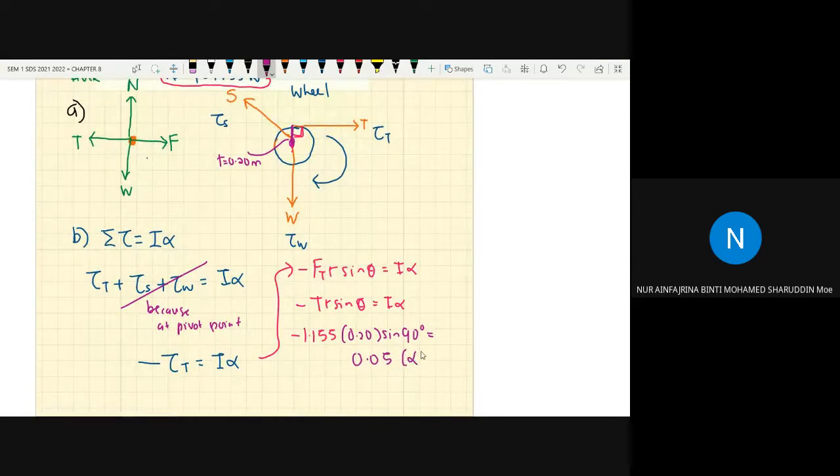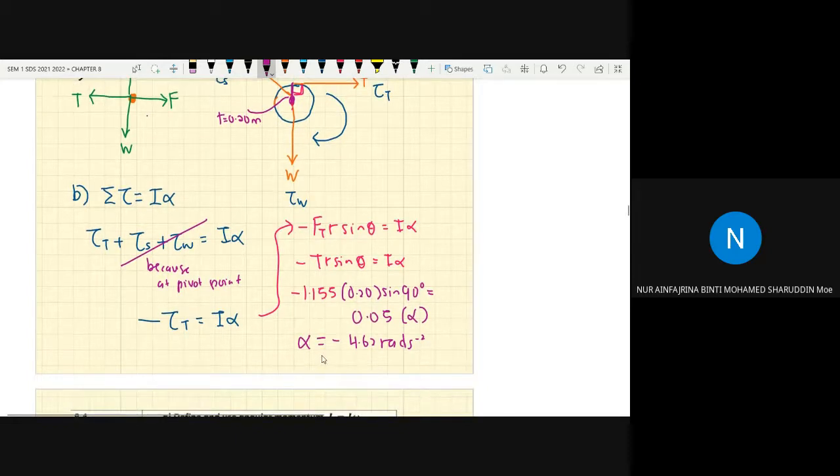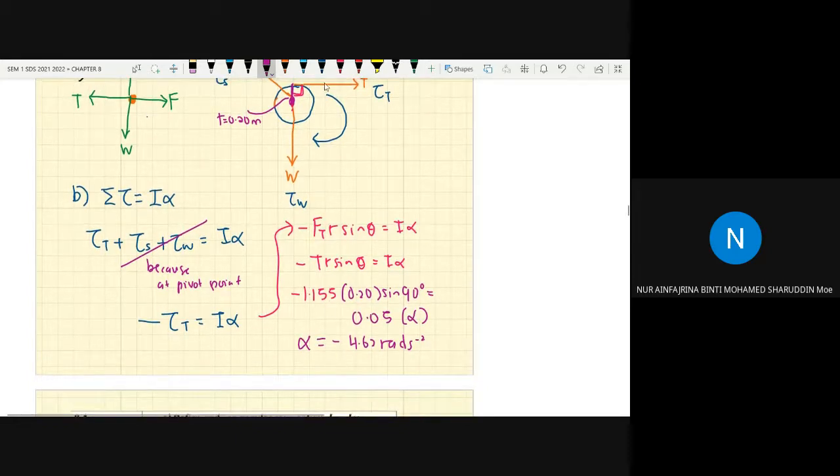And we want to find the angular acceleration. So you press the calculator and you will get your angular acceleration, 4.62 radian per second squared. My question is, is it decelerating or accelerating? Anyone? Decelerate.